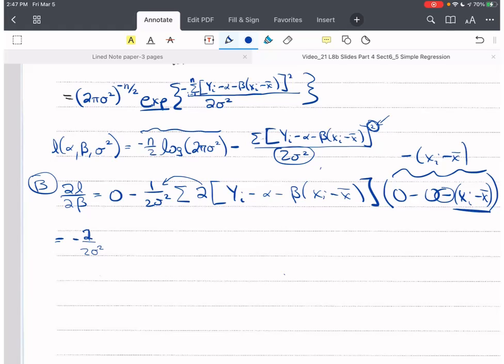I can pull the negative out to the front too, so that will make this whole thing positive. I can get rid of that 2 and that 2. They cancel. And then I will have the sum of xi minus x bar. I can put this in the front. And then yi minus alpha minus beta times xi minus x bar. Okay?